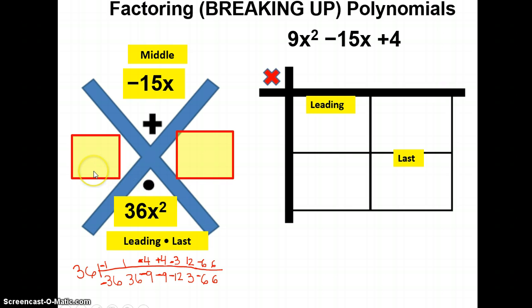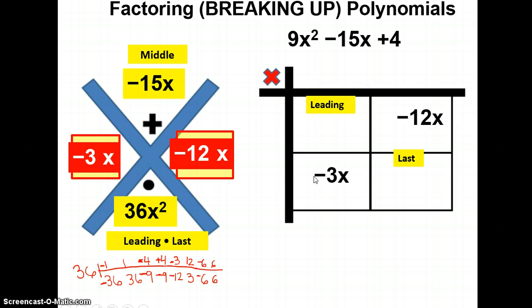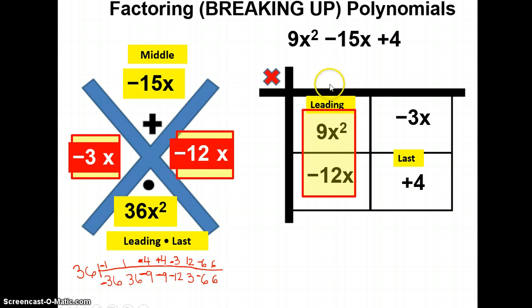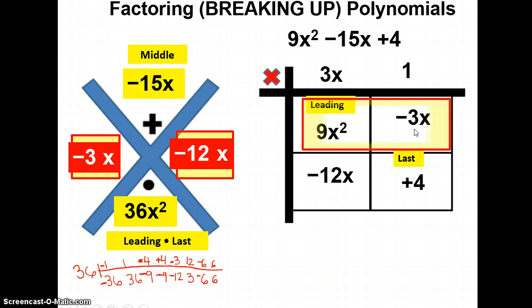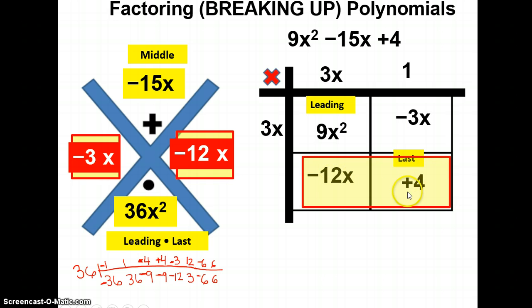What are your two numbers? Hopefully you put negative 3 times a negative 12. Negative 3 and negative 12 gets you negative 15. All right, so let's put them in our places. Leading, last. What do these two have in common? What variable and number do they share? Good. What do these two have in common? If you can't find anything, it's probably a 1. What about these two? What multiple do they have in common? What variable do they share? Great. What about these two? What are they both a multiple of?